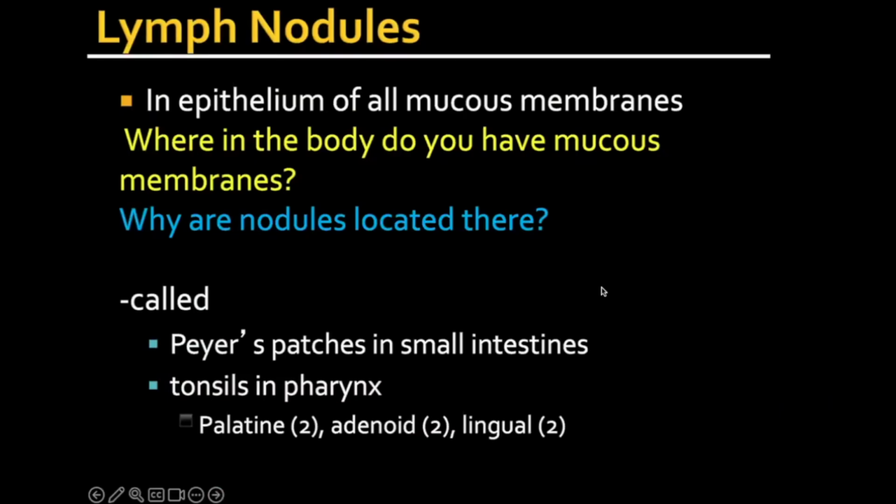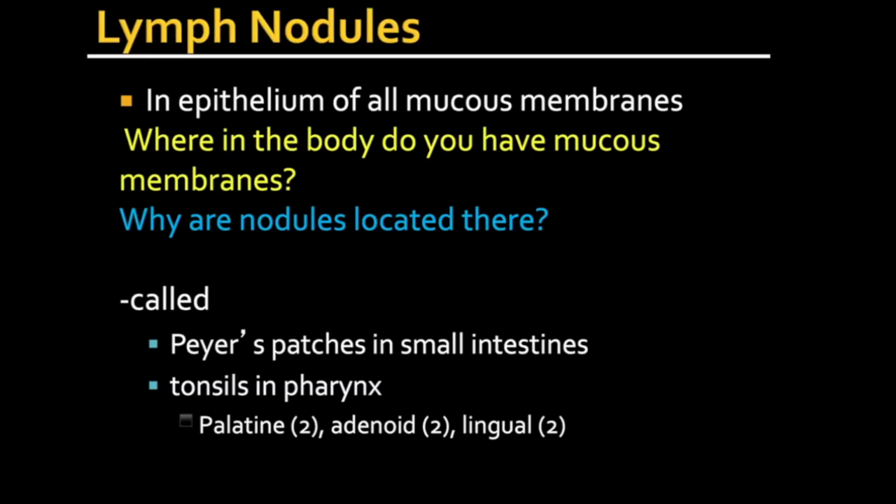All right, lymph nodules. Now, these are a little smaller than lymph nodes. You have them all over your body in the epithelium, any place you have mucous membranes. Those are routes of entry into the body, so bad stuff can get in there. So we better have some lymph nodules ready to get rid of those invaders.